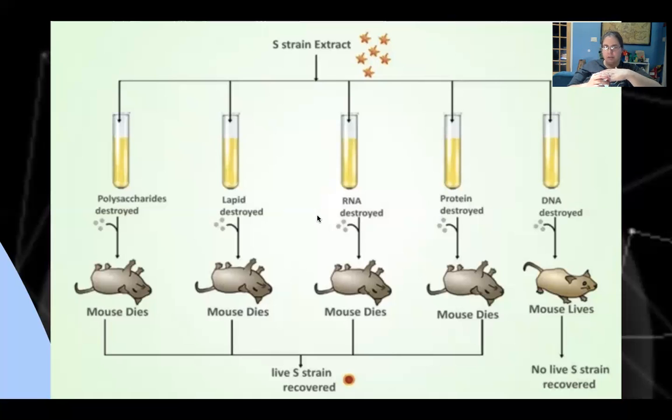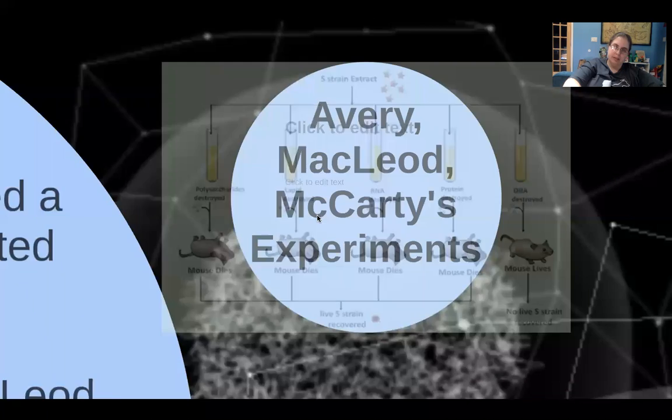Well, if it couldn't transform, it's because the molecule that it used from the smooth strain wasn't present. The only thing that was destroyed at that point was the DNA. So that means they showed it was the DNA of the smooth strain that the rough strain cells were incorporating into themselves, allowing them to transform from the non-lethal rough strain into the lethal smooth strain.